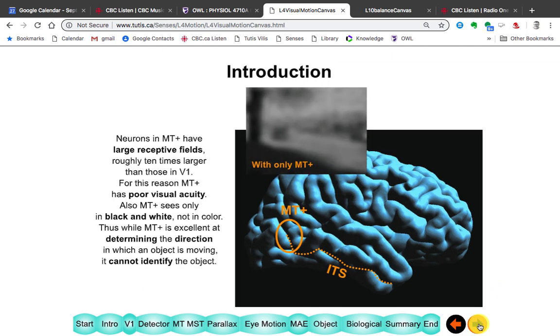Now, this is what you'd see if you only had MT plus. That is, you didn't have the area going underneath that recognizes what objects are. You notice here that you see things moving, but you can't tell what they are because you don't have your what stream. You can probably guess, because you saw the previous slide and it's moving at the rate of cars, that they might be cars. But the other thing you can't tell is what color it is, because MT plus doesn't work in colors. All the color information is going down the underside of the brain.